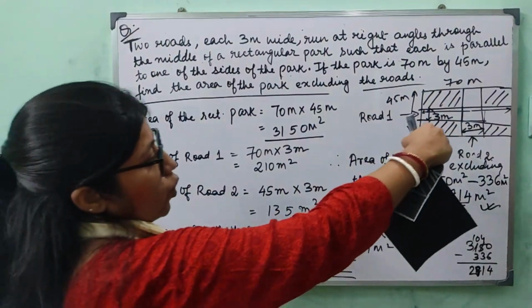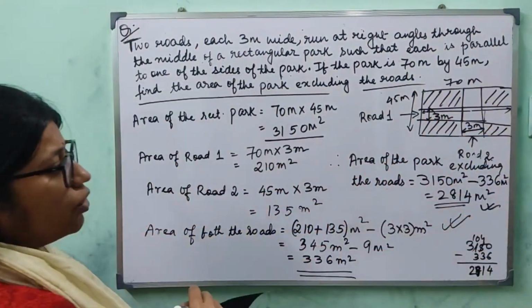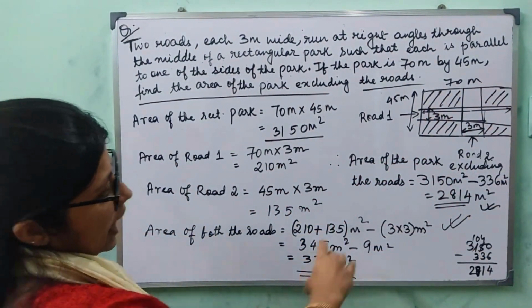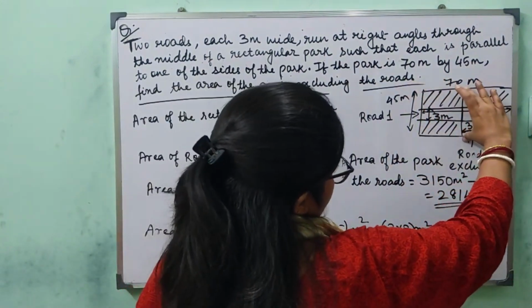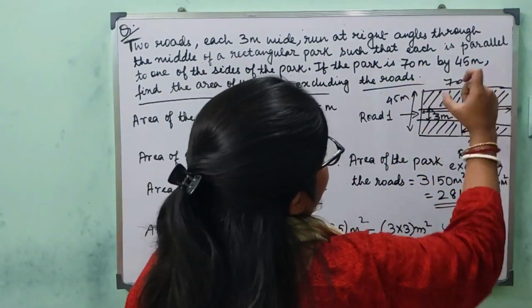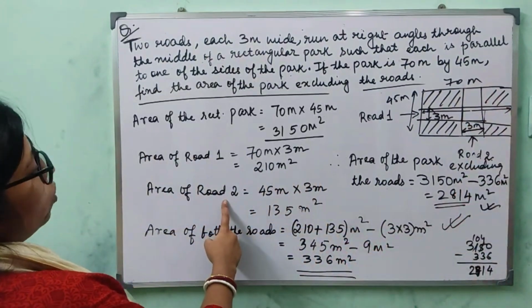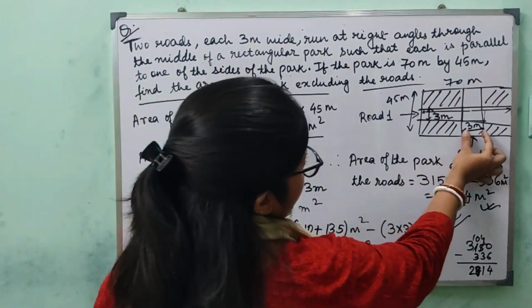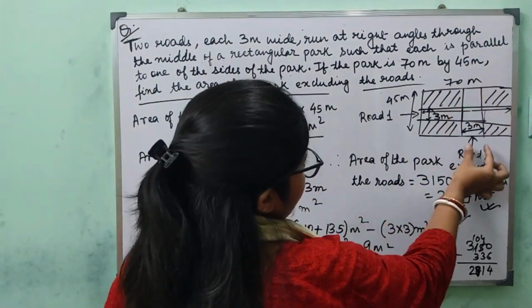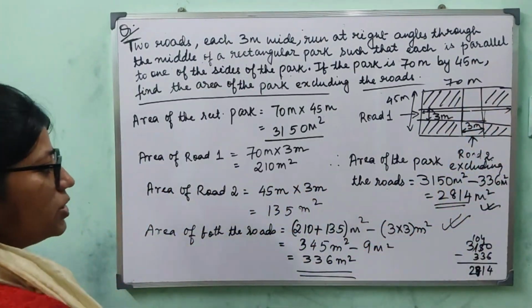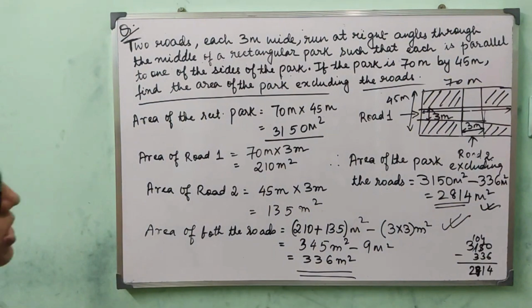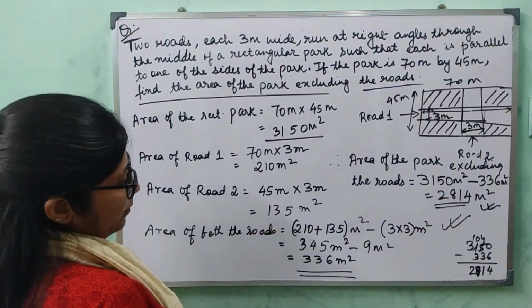Now the area of road 2. The second road was parallel to the breadth, and the breadth was 45, so this one also has a length of 45 meter. So the area of road 2 will be 45 meter into, since the width is also 3 meter for this road, 3 meter. So 45 meter into 3 meter, which is 135 meter square.